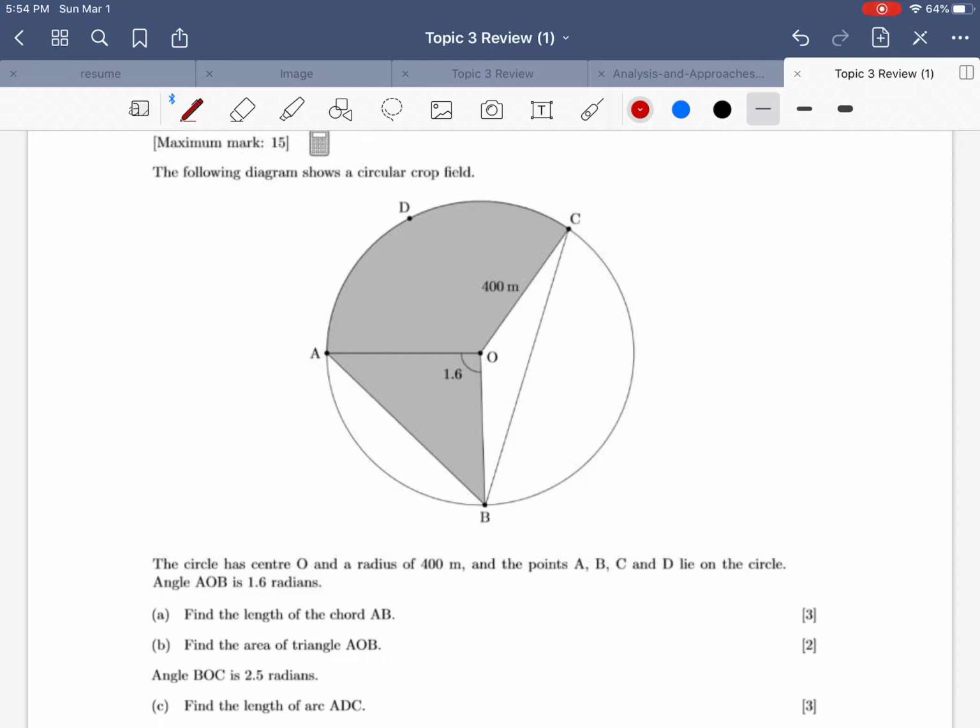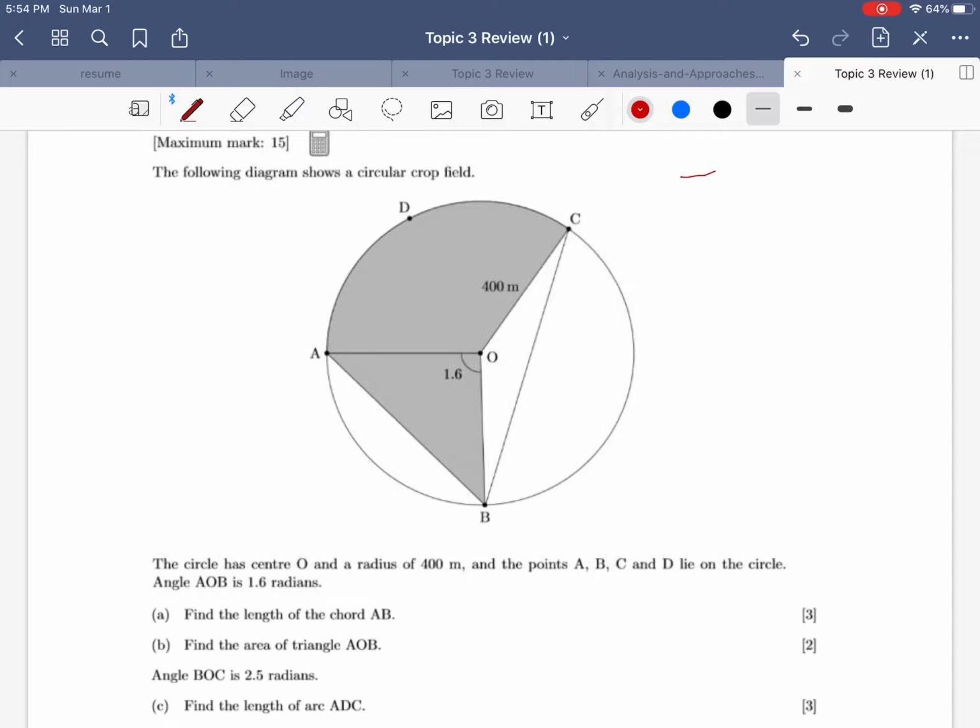Okay, so this is the fourth problem. We have this diagram. The circle has center O and the radius is 400 meters. And points A, B, C, D lie on the circle. Angle AOB is 1.6 radians. Find the length of the chord.